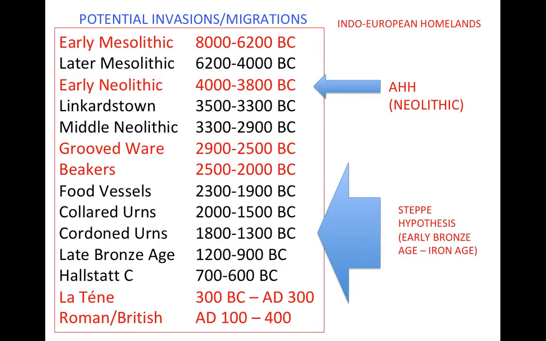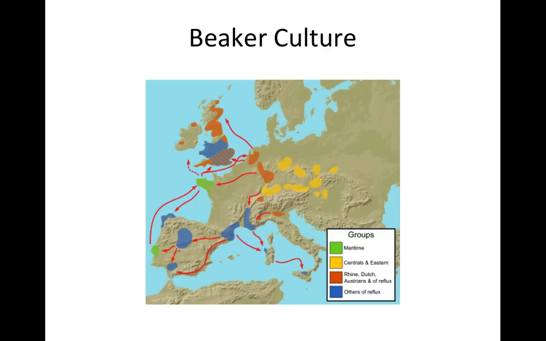So what about the second theory? The second theory is the steppe hypothesis, and that intersects earliest with the Beakers. The Beaker culture is an enormous cultural phenomenon. It goes actually beyond some of the colored areas of this map, from southern Scandinavia all the way to North Africa. It goes from the far west of both Ireland and Iberia as far east as Hungary.